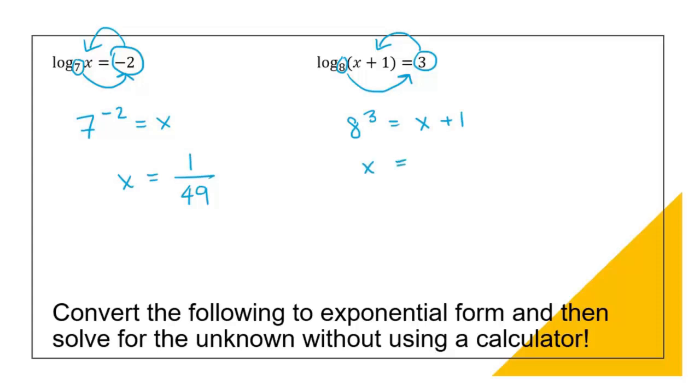So to isolate x, we simply subtract 1 from both sides. So we get 8 to the power of 3 minus 1. And we can evaluate 8 to the power of 3. It's 512, and 512 minus 1 is 511.